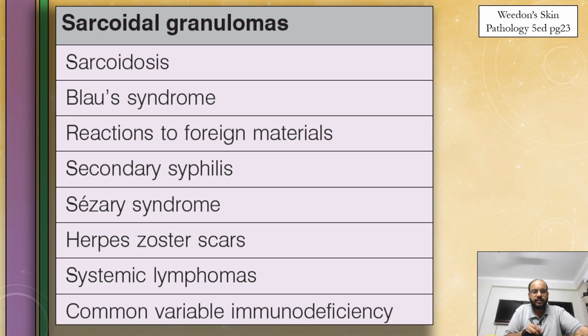Sarcoidal granulomas are seen in sarcoidosis, Blau syndrome, reaction to foreign materials, secondary syphilis, Sézary syndrome. Now remember, in late syphilis or tertiary syphilis, you were seeing tubercular granulomas. In secondary syphilis, you see more of sarcoidal granulomas. Sézary syndrome, herpes zoster scars, systemic lymphomas. These are all disorders which are taken from Weedon's book, which shows sarcoidal granulomas.